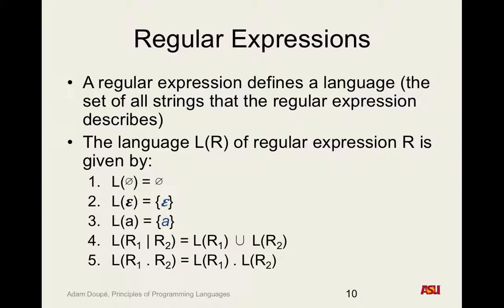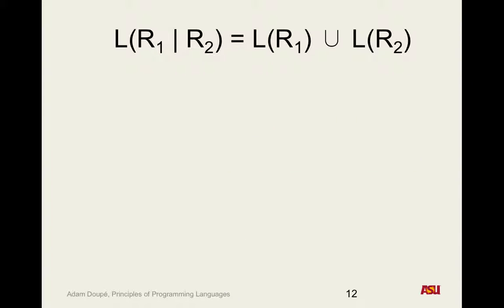Okay, so then the dot operator. So L1, so you can see this is not a recursive definition, but very close. The language described by the regular expression R1 dot R2 is equal to the language described by R1 dot the language described by R2. Right now that's very ambiguous, so we're going to define that formally later. We're first going to give an example of the bar operation.